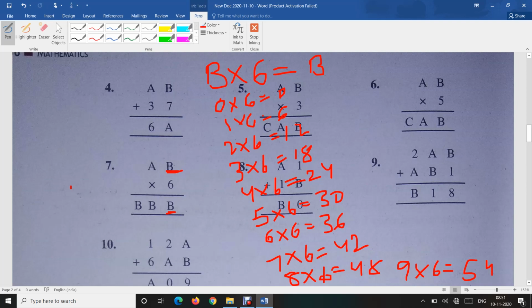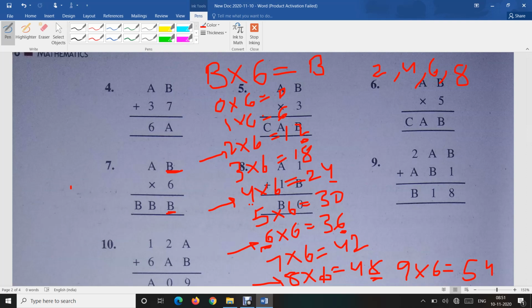So for which condition is the unit digit the same? Here if you put 2 at the place of B, then you will get the unit digit 2. If you see 4 into 6, the unit digit is 4. In this case 6, the unit digit is also 6. In this case 8, the unit digit is also 8. That means these could be the possibilities for here. So we have to try for 2, 4, 6 and 8. We have to try this for these values.